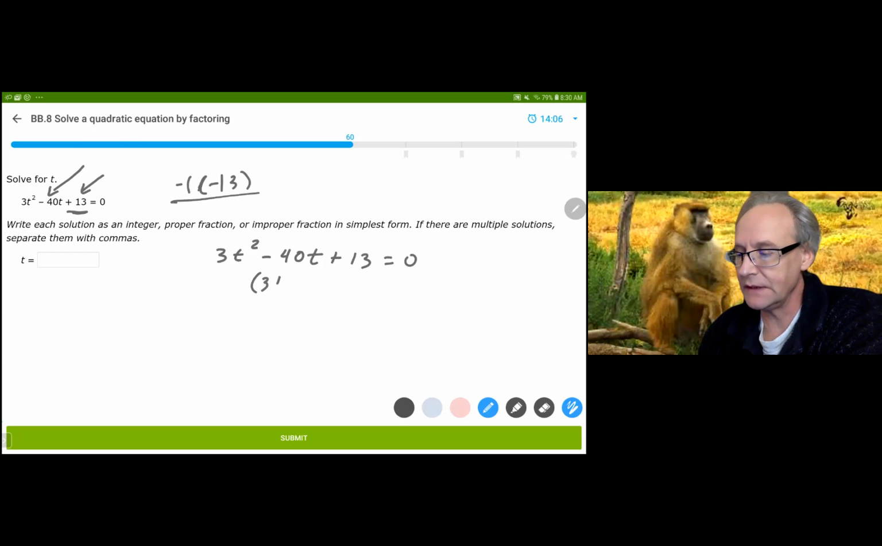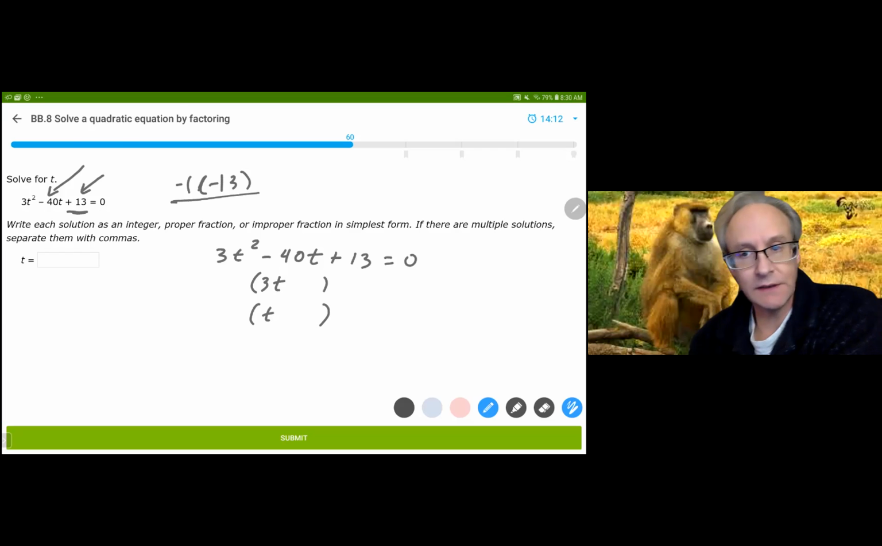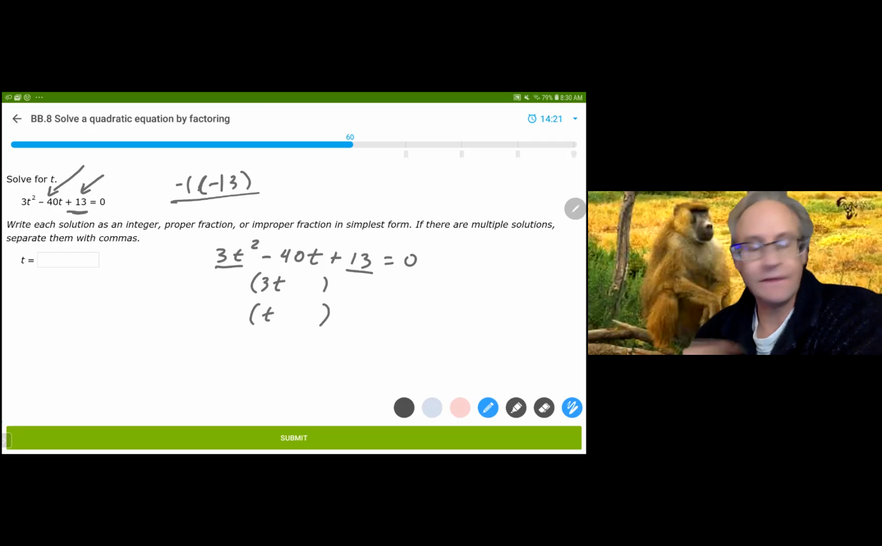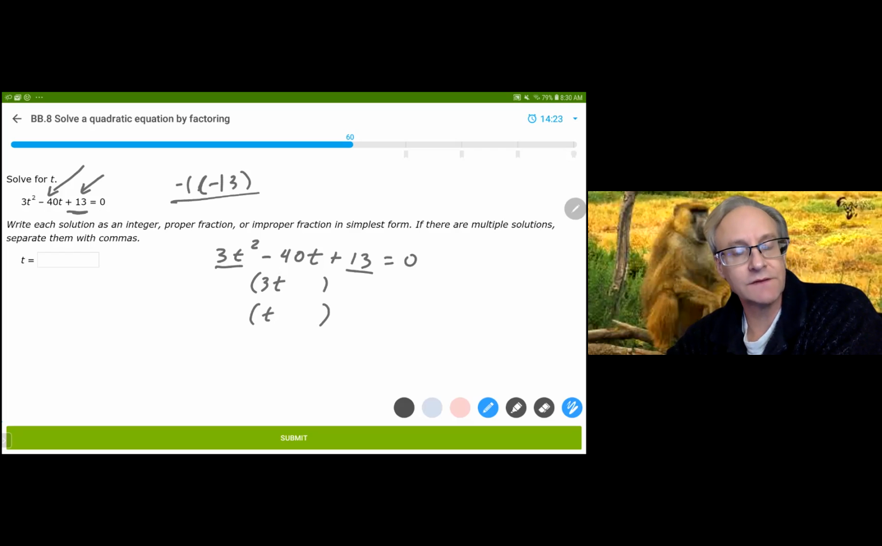I have a 3t and I have a t. Now, that's the first pair, and the reason is because I have 3t squared. So I know the only way to get that is 3t times t. Now, I need to get a 13 at the end. Well, the only way to get that is 13 times 1 or 1 times 13. And it does matter which way you go.